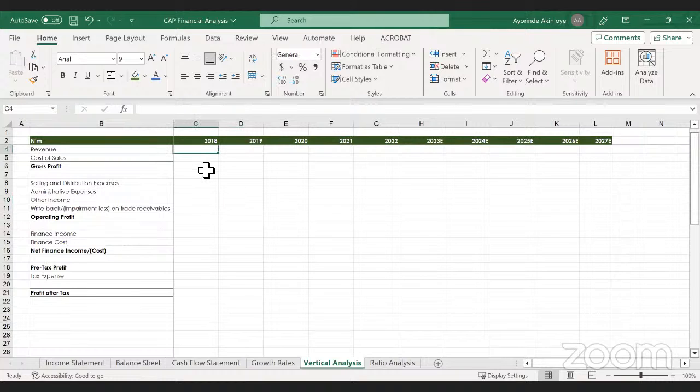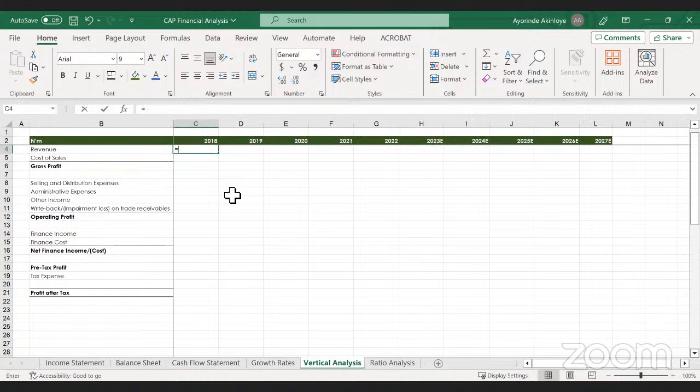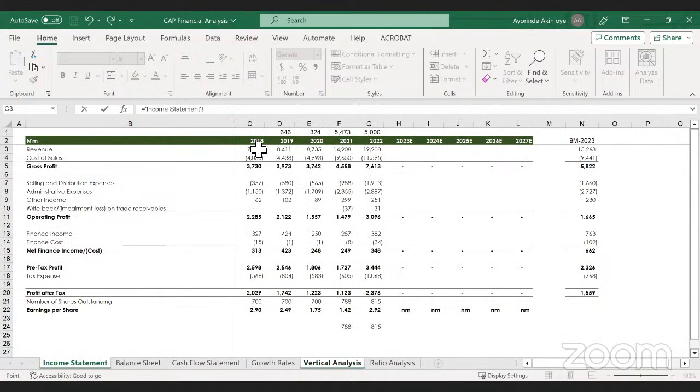So what vertical analysis does is it picks an item as the baseline for the analysis. Usually in income statements, we pick revenue. In balance sheets, a lot of the times we pick total assets as the baseline. So what will typically happen is you just basically pick revenue in 2018 divided by revenue, because we want to express all the different line items as a percentage of revenue. That is what vertical analysis is trying to measure.